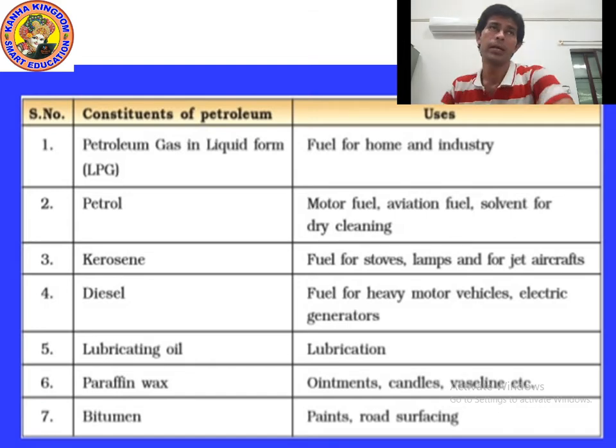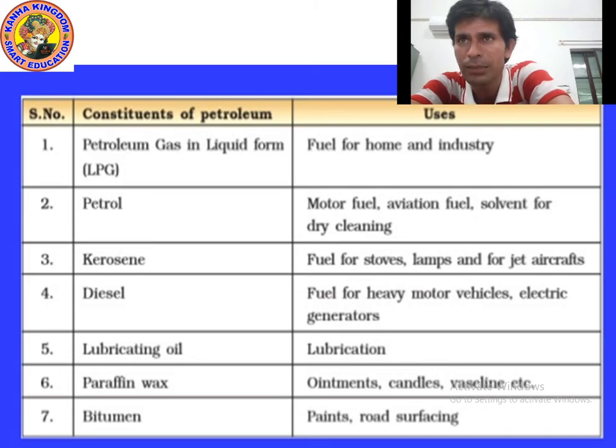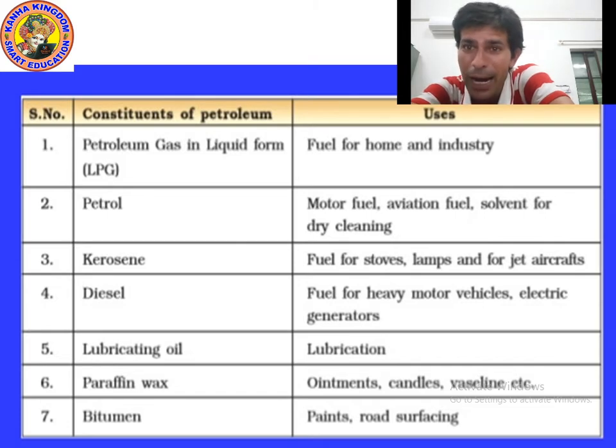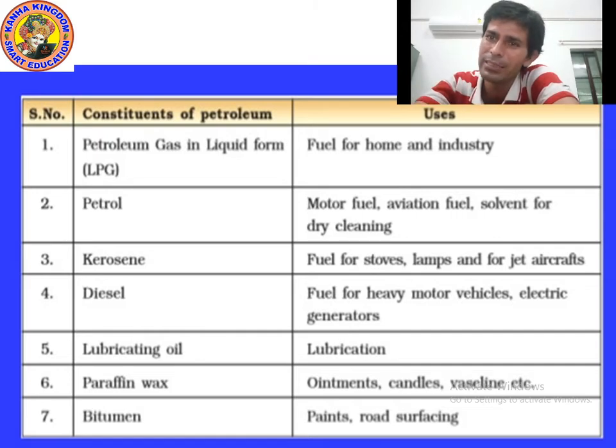Paraffin wax is used for ointment, like Fair and Lovely, and for candles and Vaseline. In Vaseline, paraffin wax is mixed, which is a constituent of petroleum. Bitumen is used for road surfacing and paint, you already know. Now, let's move on to the next point.